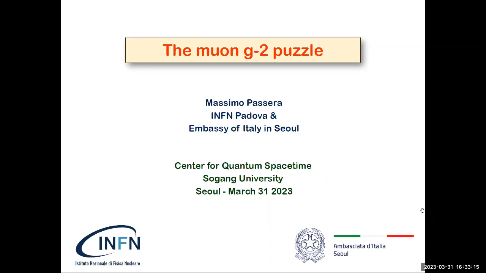Okay, so it is with great pleasure that I introduce today's speaker. He's Massimo Passera. He's a professor at the University of Padova, a senior researcher for INFN, the Italian National Institute of Nuclear Physics. And he's an expert in precision calculations in the Standard Model, of loop calculations. Today he's going to talk about the muon g-2 puzzle. He's also, since last fall, the director of the scientific office of the Italian embassy in Seoul.